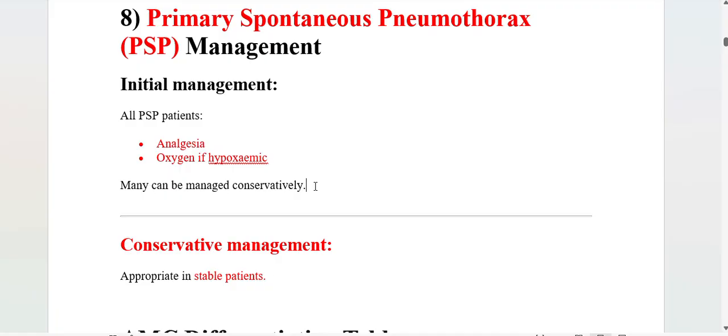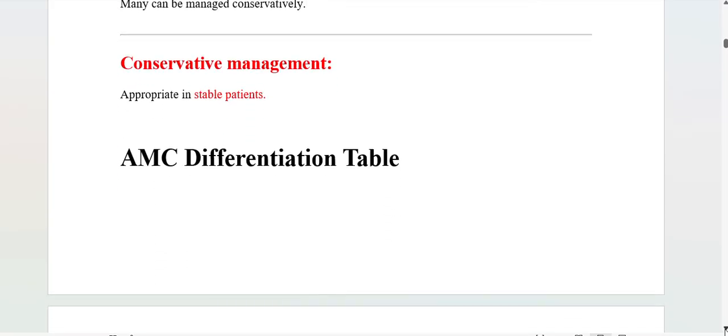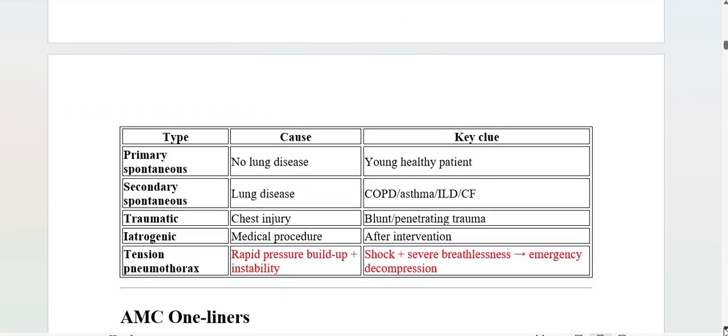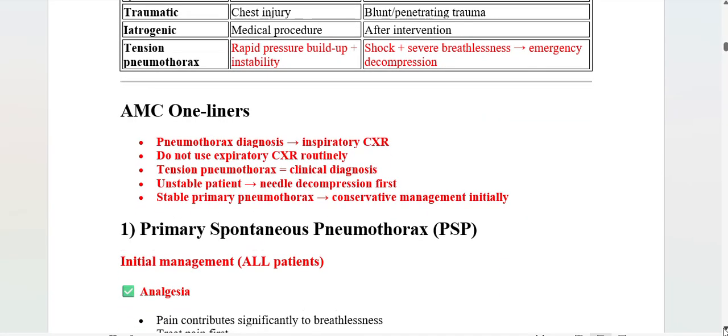Okay, if in the scenario the patient is vitally stable and not really in pain, which option do we choose? Observe for 4 to 6 hours. Admit the patient, observe 4 to 6 hours and repeat the X-ray. Conservative management is appropriate if the patient is stable. So primary and secondary, these are the differentiating table. I think we already know that.